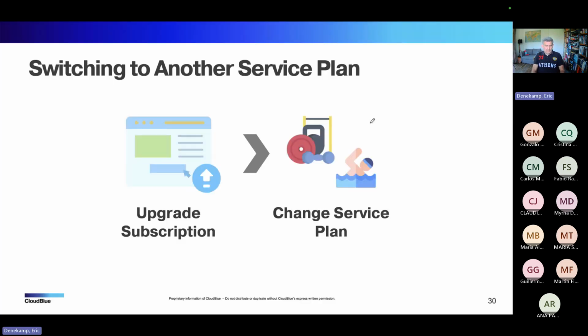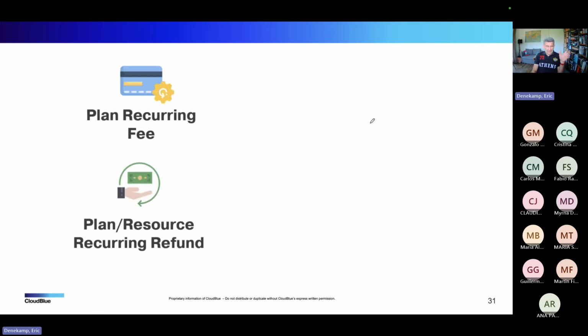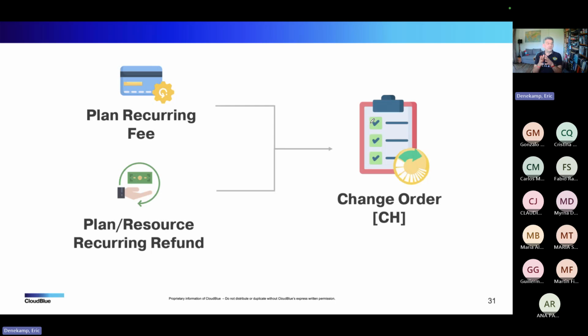Another thing to do is you can upgrade your subscription, the entire subscription. You go and change a service plan. Also, that is a change order. What do you do there? Of course, you pay the prorated recurring fee for the new plan, and you get a refund of what you paid for the current plan, of course.